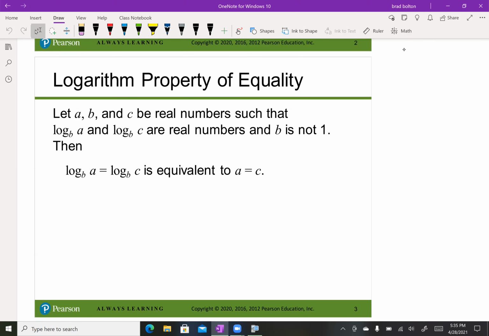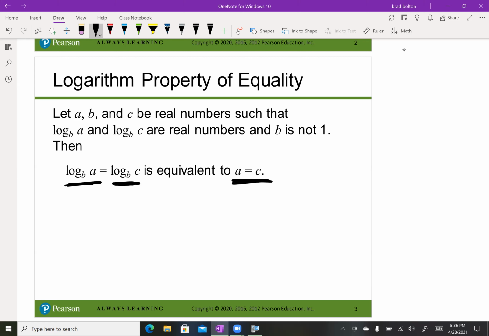So here's a very, very important property. You should have a list of quite a few properties of logarithms currently, and this is just another one that we're going to now add. It says, let A, B, and C be real numbers such that log base B of A and log base B of C are real numbers and B is not 1, then the following are equivalent. Log base B of A equals log base B of C. If that's true, that is equivalent to saying A equals C.